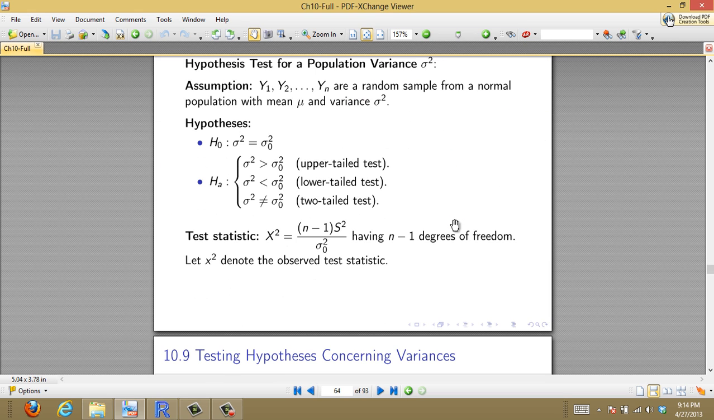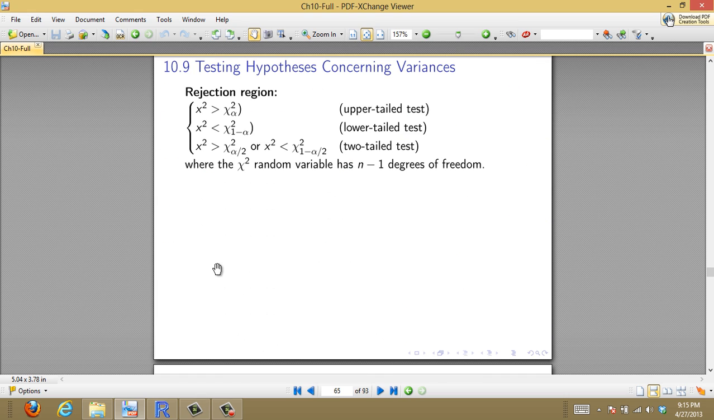And as is typical, we can have an upper tail test, a lower tail test, or a two-tail test. Upper tail test is that the population variance is greater than some hypothesized value, sigma naught squared. A lower tail test is that it's less than sigma naught squared. And the two-tail test is that the population variance is not equal to some hypothesized value, sigma naught squared. So we have the test statistic we've already talked about. We'll let little chi squared denote the observed test statistic. And as I mentioned, we're only going to use the rejection region approach to do hypothesis tests in this framework, but it's very straightforward, very similar to what we have seen in previous sections.